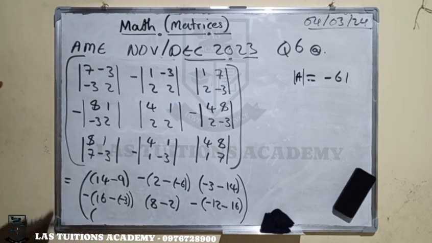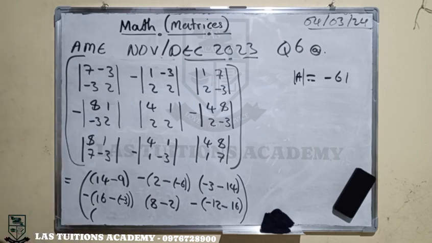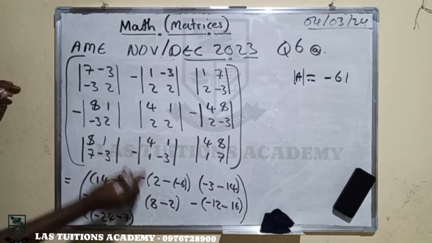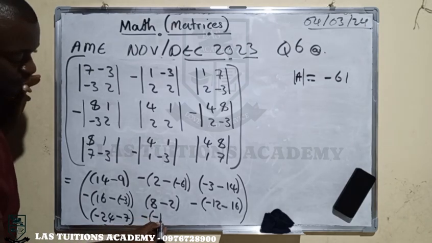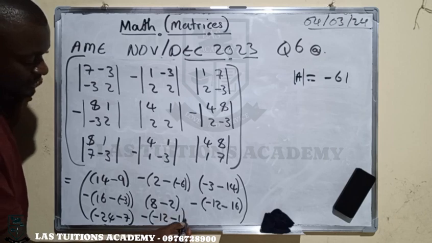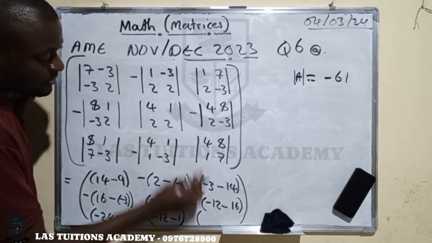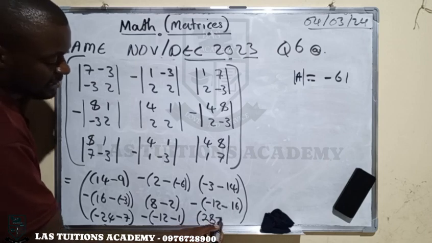So we are saying 8 times negative 3, that would be negative 24. So we get negative 24 minus 7 times 1, that is 7. Then we have a minus here. So I'm saying 4 times negative 3, that is negative 12, minus 1 times 1, we get 1. Then finally now here we have 4 times 7, that is 28, minus 1 times 8, we get 8.